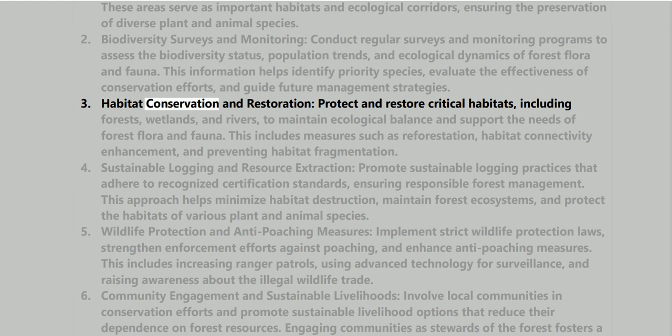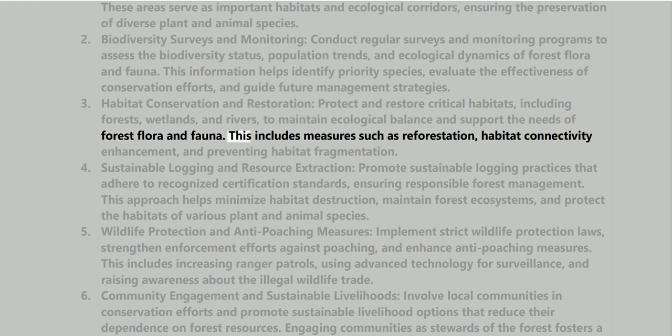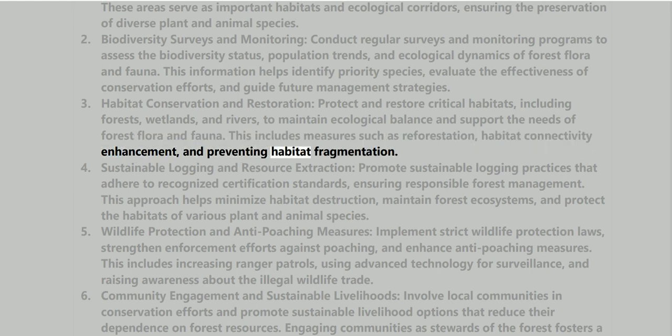3. Habitat conservation and restoration. Protect and restore critical habitats, including forests, wetlands, and rivers, to maintain ecological balance and support the needs of forest flora and fauna. This includes measures such as reforestation, habitat connectivity enhancement, and preventing habitat fragmentation.